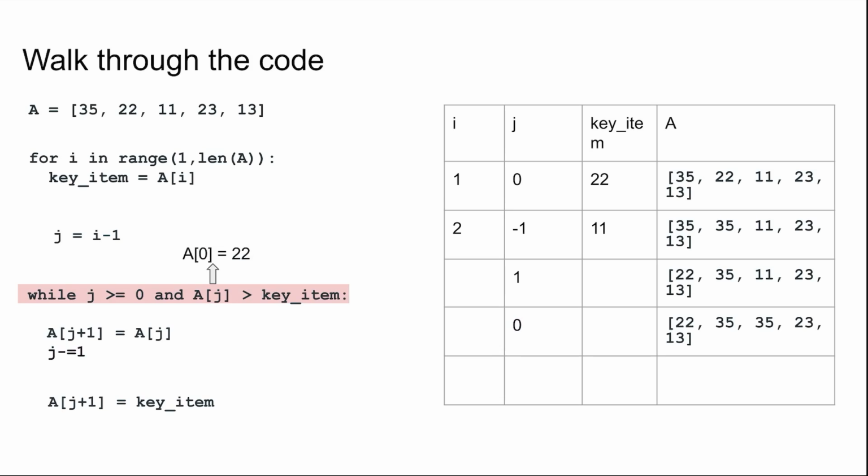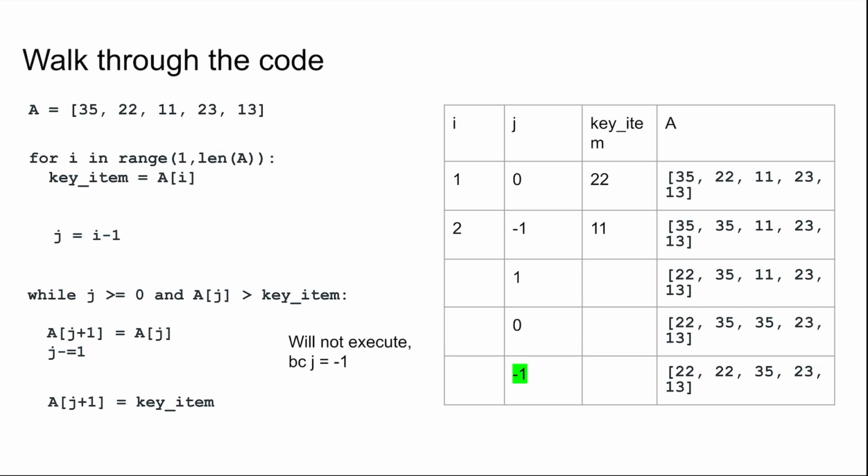And then it goes back to the while loop, and since these two conditions still hold true, when we look closely, j is equal to 0, which is still greater than or equal to 0, and A of 0 is equal to 22, which is greater than key item 11. So A of 1 is going to be set to 22, and j is decreased by 1. So since j is equal to -1, the while loop will terminate, and the program jumps to the very last line and sets A of j plus 1, which is A of 0, to 11.